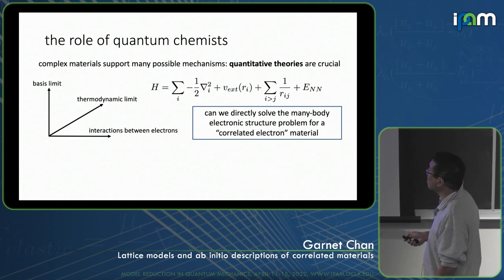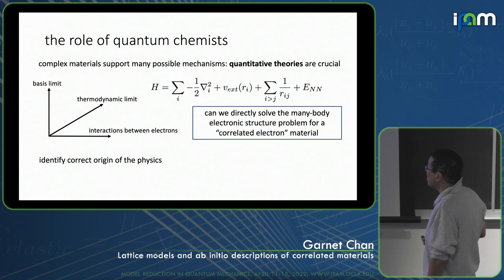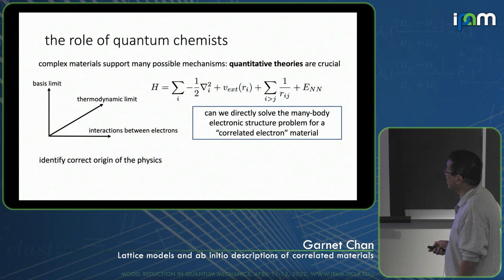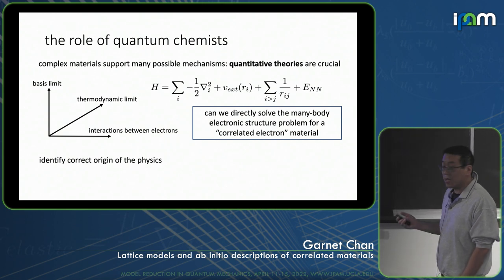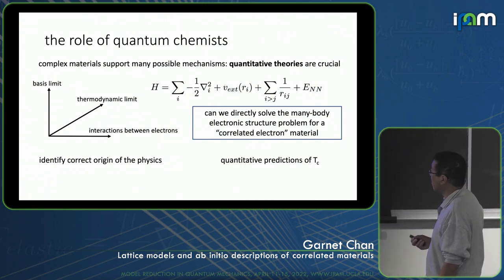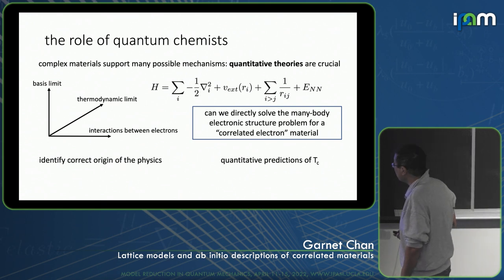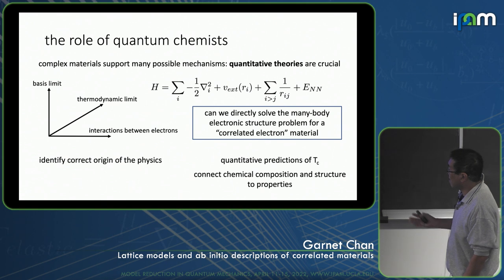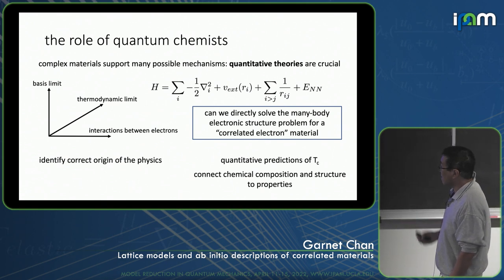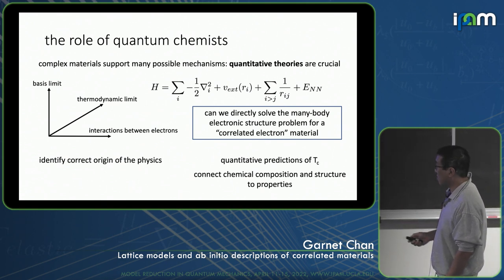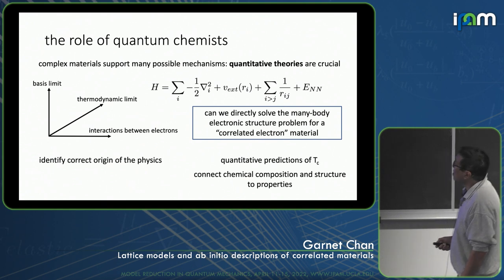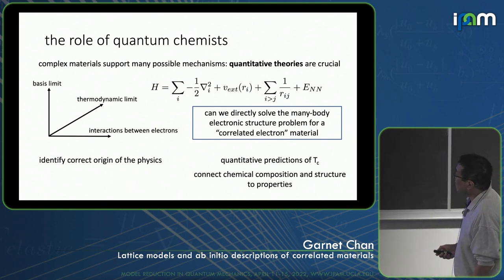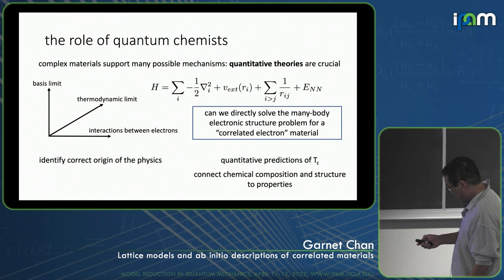Okay, so in some sense, we just have to push as far as we can on these three axes. But if we can do so, then we have a hope, perhaps, of identifying the correct origin of physics. And then we can also understand questions that are more detailed in nature, for example, quantitative predictions of the superconducting temperature. And we can even perhaps connect the physics to the chemistry. So we can connect the composition and structure to the properties. Okay. So that's sort of the motivation for what we're going to try and do in this talk.